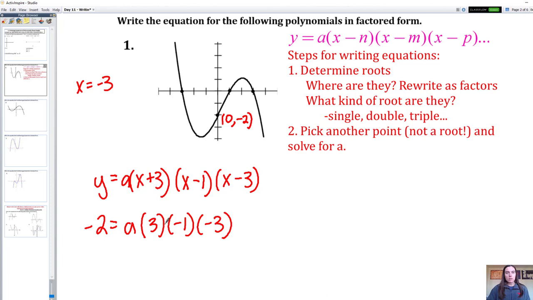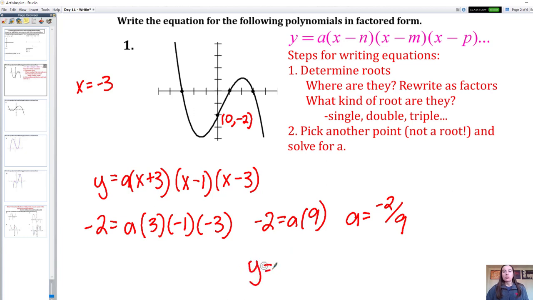I'm going to multiply these together. So we have -3 times -3, which is 9. So I have -2 equals a times 9. And then I can divide by 9. So my value of a is -2 over 9. Now when I'm actually writing the equation, I'm going to keep y as y. I'm going to keep the x's as x's. So then my final answer is y equals my a value times my factors. X plus 3, x minus 1, and x minus 3.